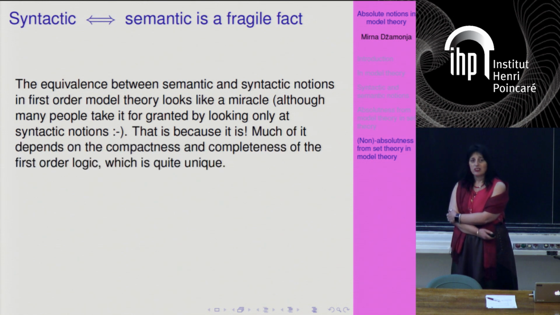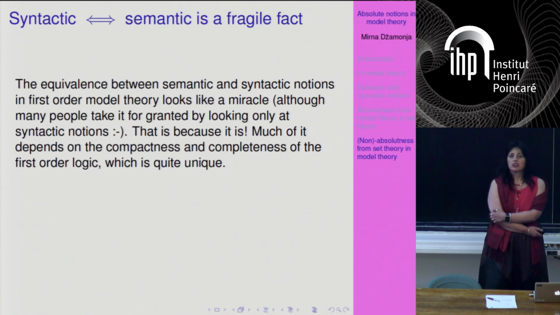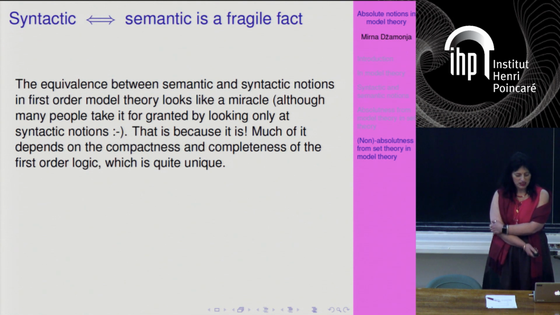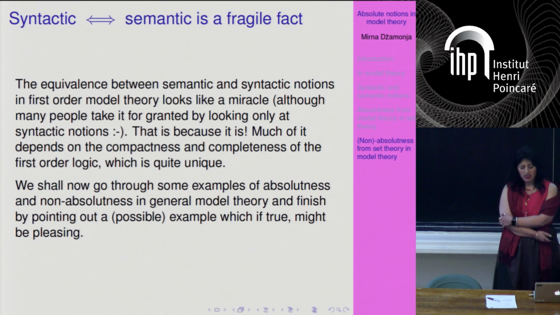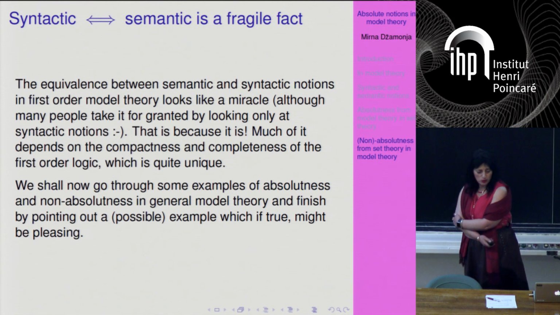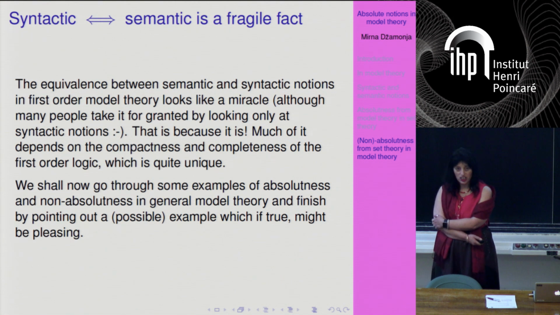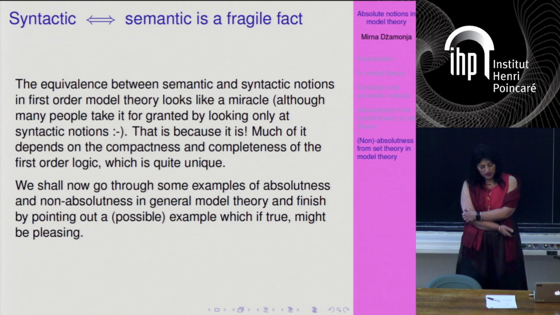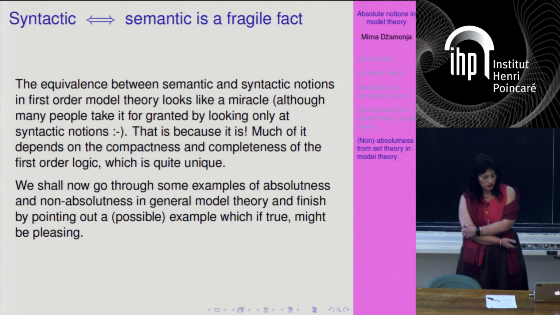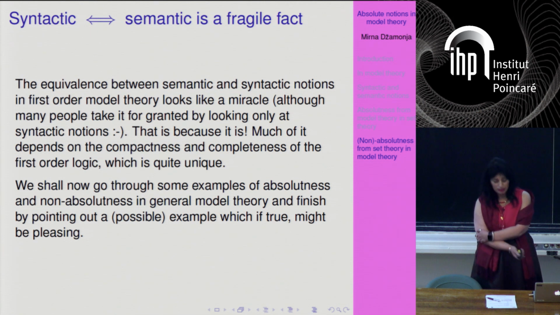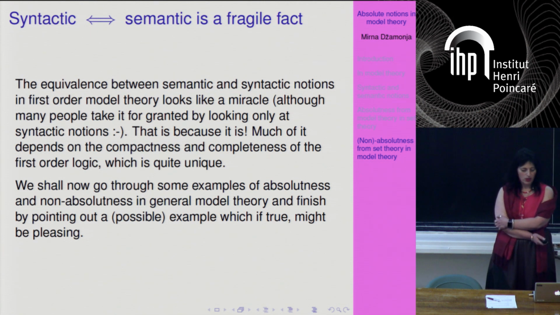Much of it depends on the compactness and completeness of first-order logic, and this is something quite unique to first-order logic. Let us now go through some examples of absoluteness and non-absoluteness in general model theory, and finish by pointing out a possible example, which is true and might be pleasing, from my current work.